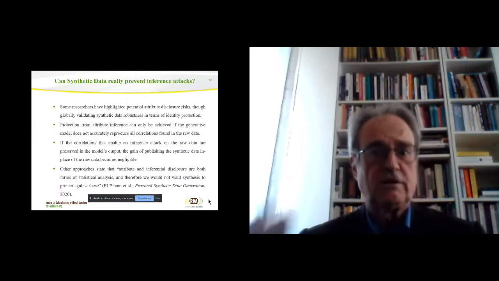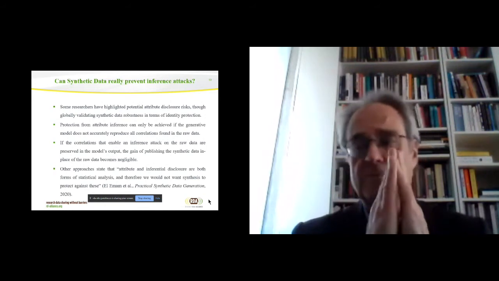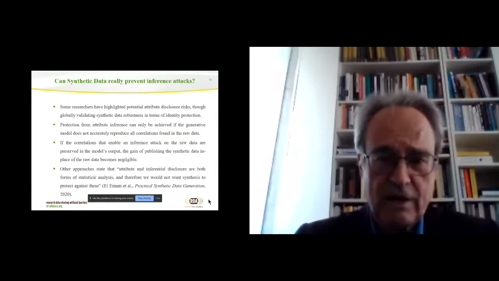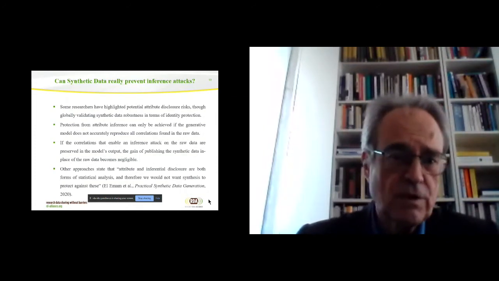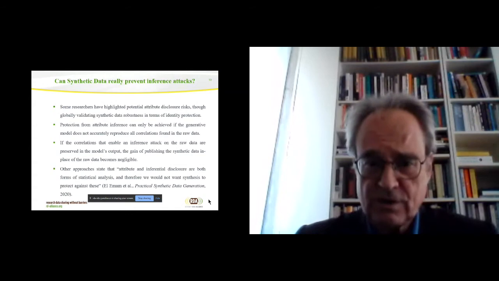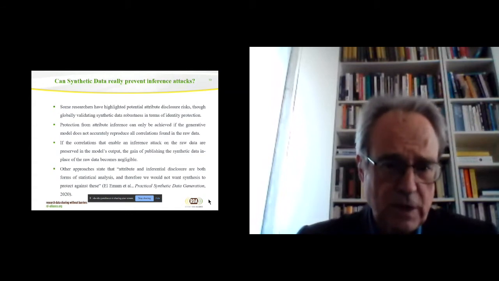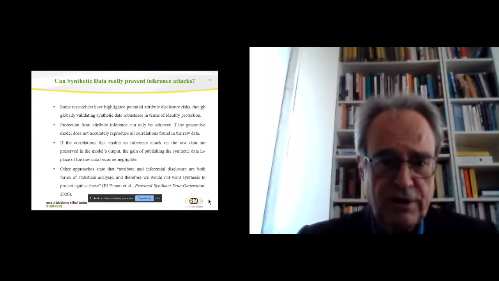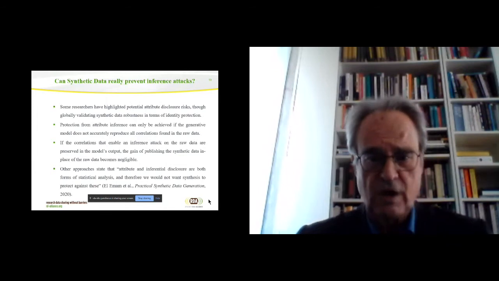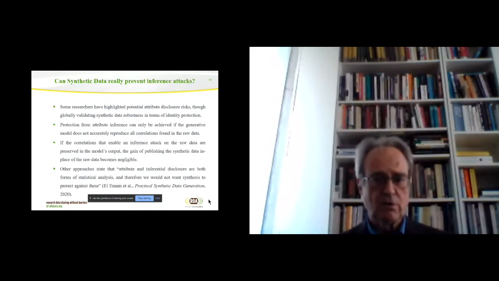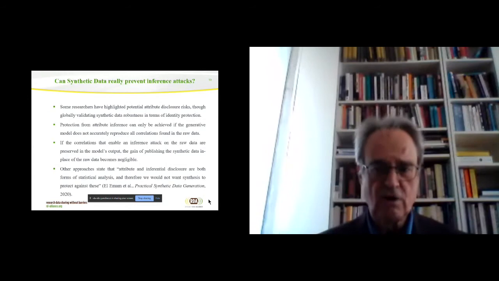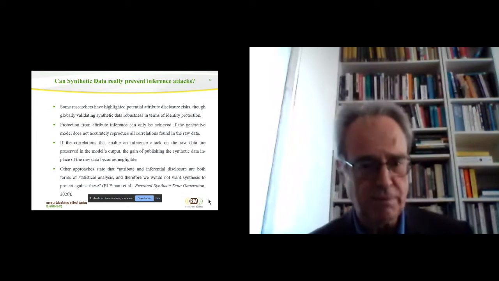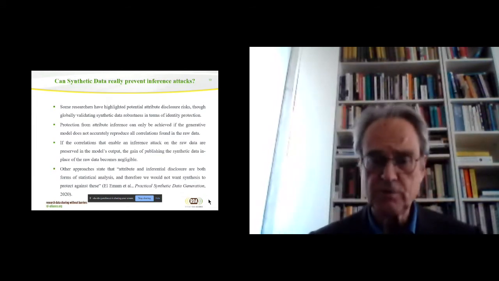So, can synthetic data really prevent inference attacks? This is a matter of hot debate. Some researchers have highlighted potential attribute disclosure risks, though globally validating synthetic data robustness in terms of identity protection. Protection from attribute inference can only be achieved if the generative model does not accurately reproduce all correlations found in the raw data. If the correlations that enable an inference attack on the raw data are preserved in the model's output, the gain of publishing the synthetic data in place of the raw data becomes however negligible.